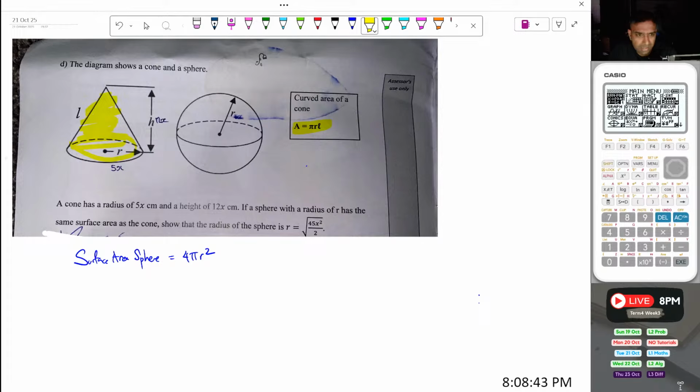Now what they're saying is that the cone has radius blah blah blah, and the sphere with the radius r has the same surface area as the cone. So we've got the sphere with the radius, same surface area for the sphere as the cone. So show that the radius of the sphere r is blah blah blah. Okay, so it doesn't really matter. What we're going to do is put the yellow part, same surface area as the cone. If it's the same surface area as the cone, I think this question is kind of worded wrong. I have a feeling. Let me just double check that.